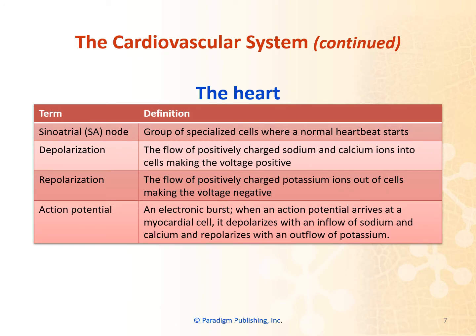So the heart. There's the SA node, which is a group of specialized cells where the normal heartbeat starts. Depolarization is the flow of positively charged sodium and calcium ions into cells, making the voltage positive. Repolarization is the flow of positively charged potassium ions out of cells, making the voltage negative. And action potential is an electronic burst. When an action potential arrives at a myocardial cell, it depolarizes with an inflow of sodium and calcium and repolarizes with an outflow of potassium.